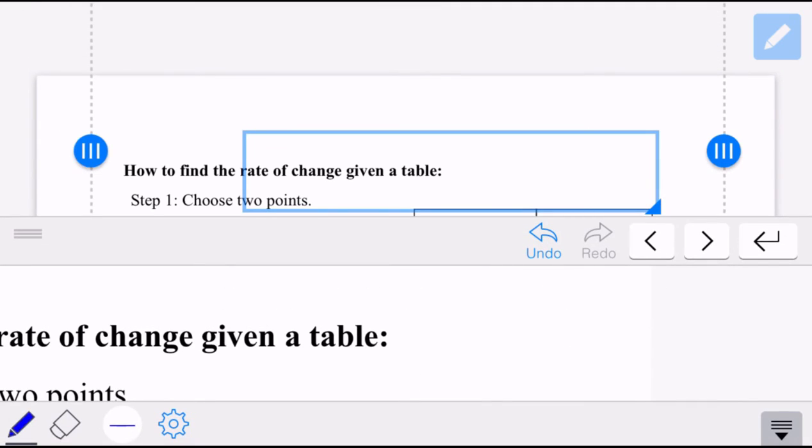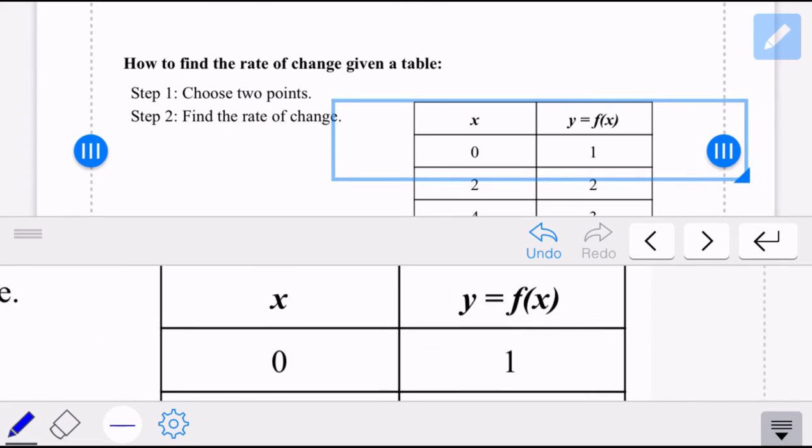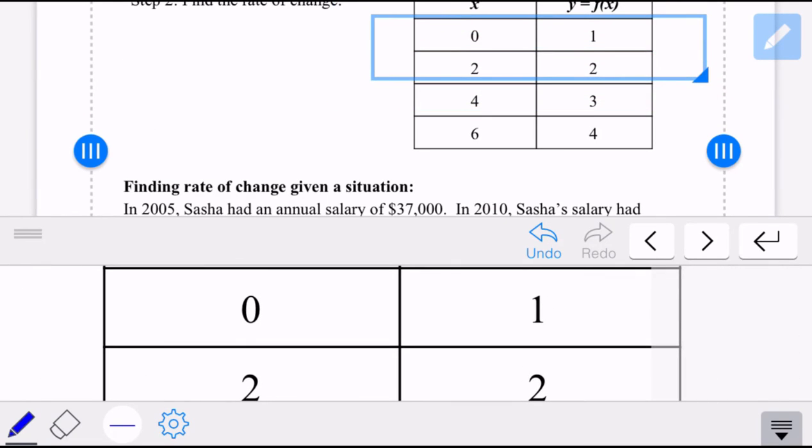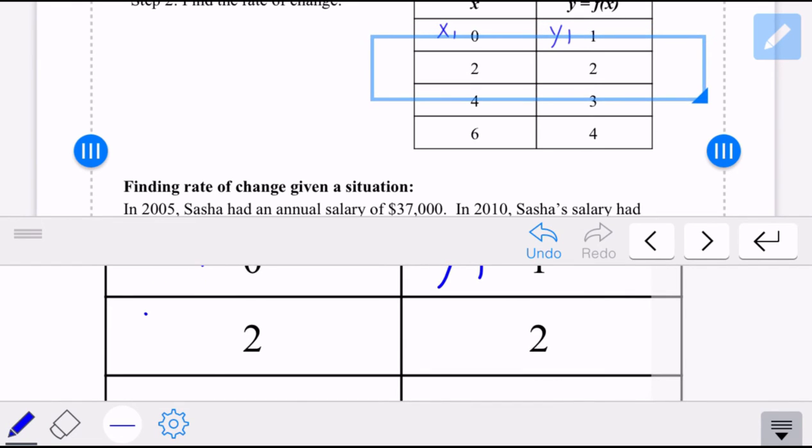So I'm going to go ahead and just pick those first 2 there. So I've got 0, 1. That would be my x1 and my y1. Whoops, y1, not y2. And 2, 2 would be my x2 and my y2.